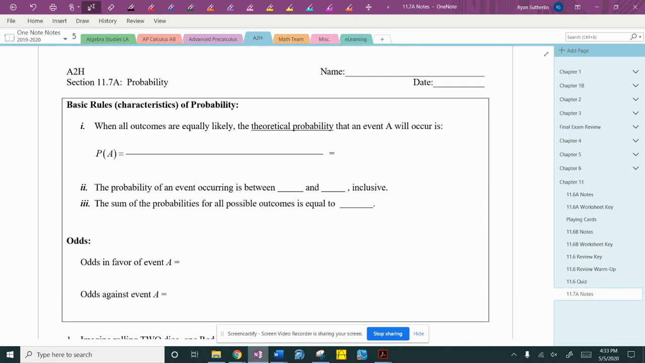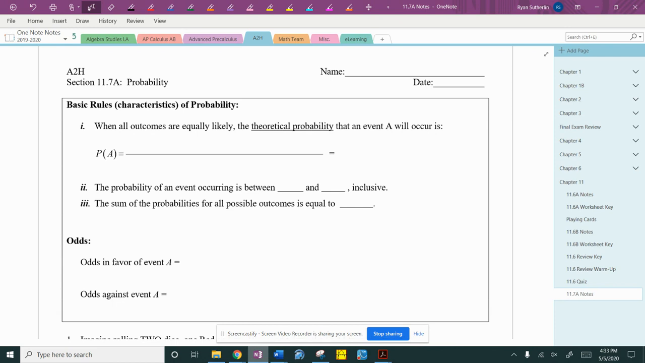So we just finished 11.6, which is on different ways that you can count things, arrangements of things, and now we're going to move into probability. So we have a couple of key ideas. This is just basic probability. We'll get into more advanced stuff next week.